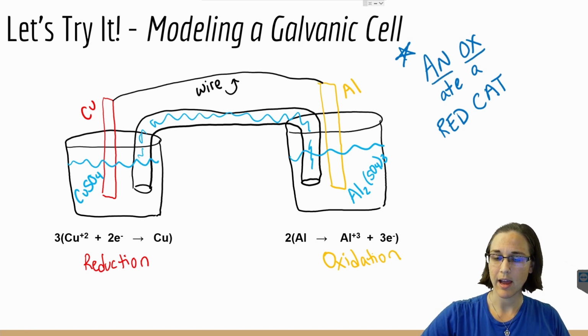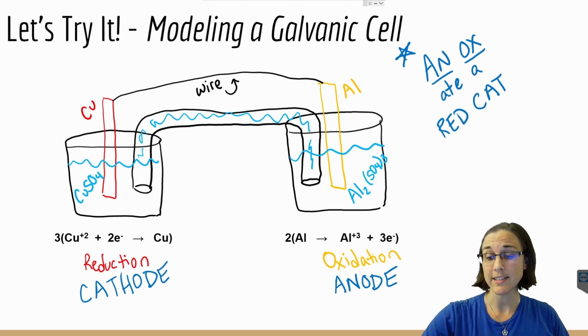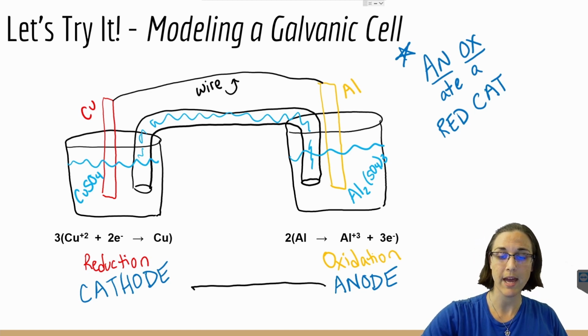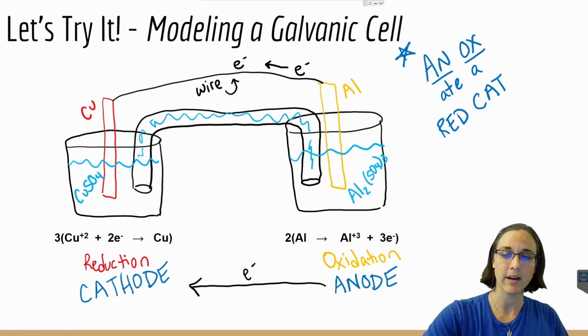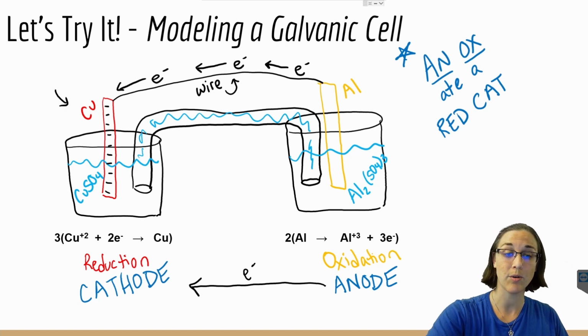According to our mnemonic, an ox ate a red cat, we know that oxidation is the anode. So over here at the aluminum, we know that that would have to be the anode, and we know that the copper would have to be the cathode. This means that as the reaction proceeds, the electrons are always going to flow from anode to cathode. That's where the electrons want to go. So here we can draw the electrons literally traveling along the wire in the direction of the cathode from the anode. When that happens, the copper is going to become more and more negatively charged as it accumulates more and more electrons. This means that the copper is also gaining mass as the reaction proceeds.